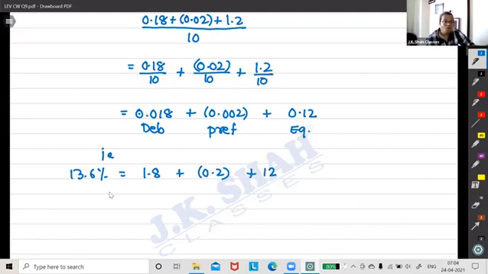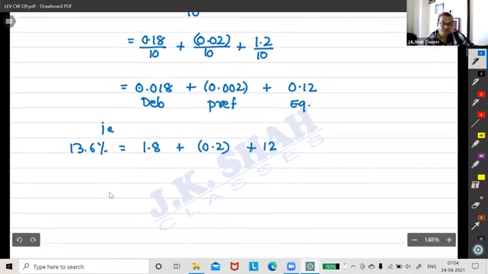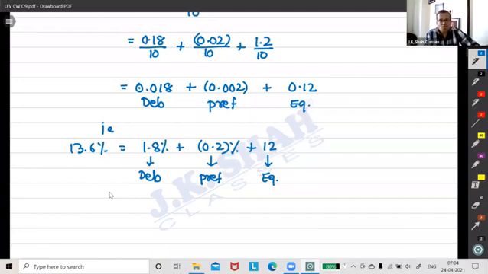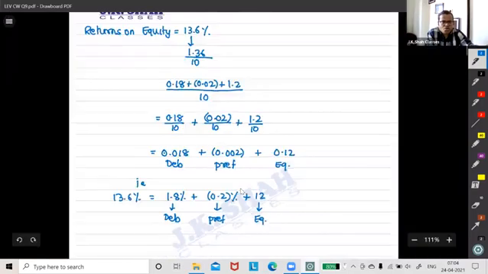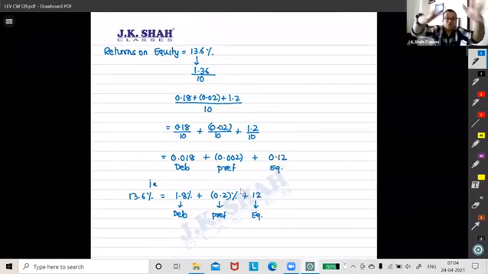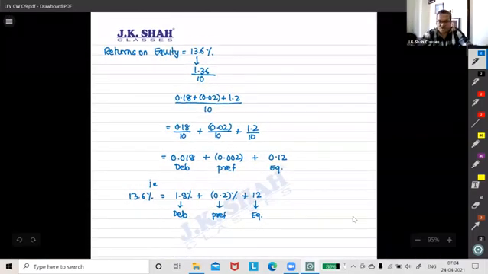Right, friends? What does it mean? Segmental classification. 1.8% debentures have contributed. Preference has taken away some part of your income, and equity is contributing this. Guys, see now, if I, as a finance manager, don't show this to the management, this returns on equities classification. Okay, guys, first of all, tell me, did you understand this?